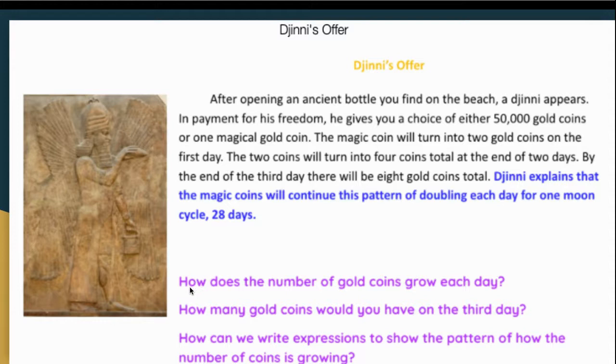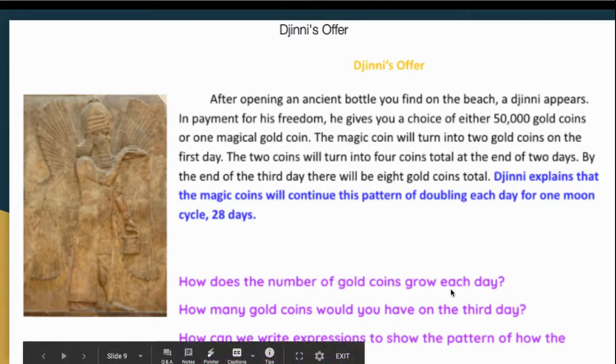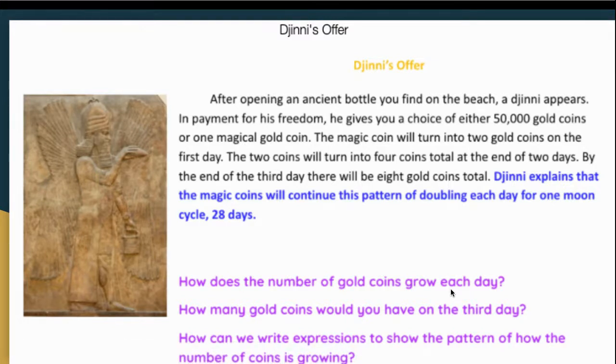And the questions to think about as students are working on the math problems we gave them is, how does the number of gold coins grow each day? How many gold coins would you have on the third day? And how can we write expressions to show the pattern of how the number of coins is growing?